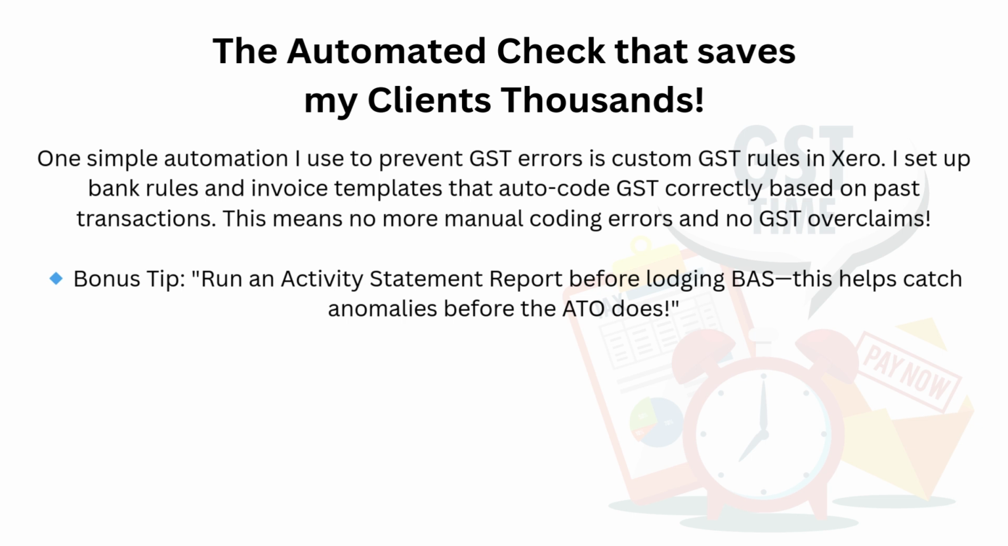Now, last but certainly not least, a simple automation to prevent GST errors is to set up custom GST rules in Xero. You can do this through setting up bank rules as well as adjusting the invoice templates that autocode GST correctly based on past transactions. What this avoids is manual coding errors and GST overclaims. So we won't have that problem anymore if you set up bank rules or if you automate the invoice templates. So I'll quickly show you how to do that.